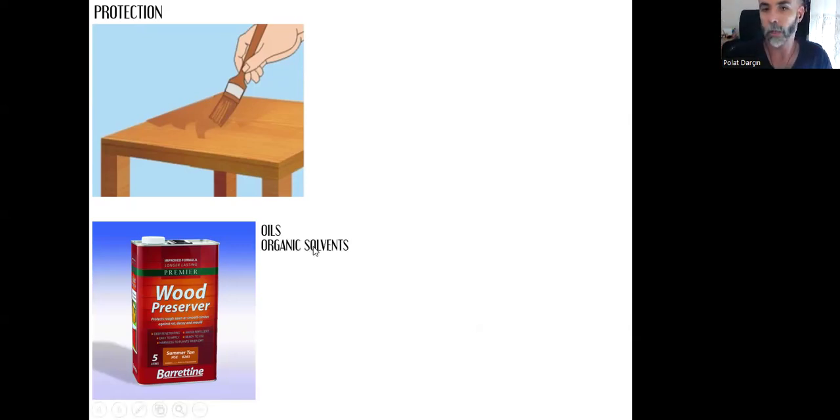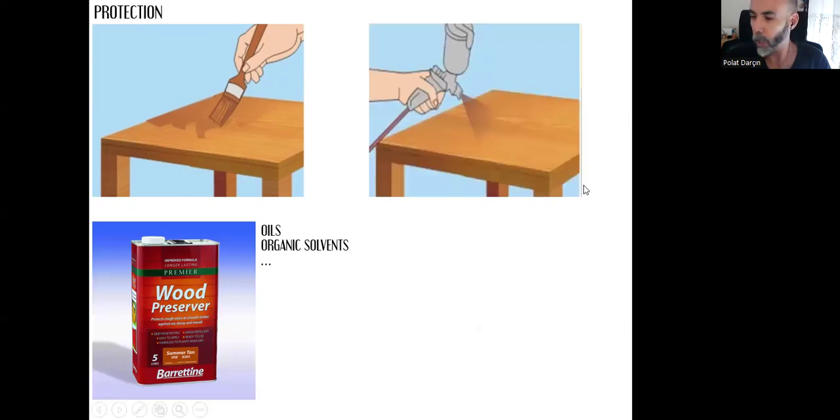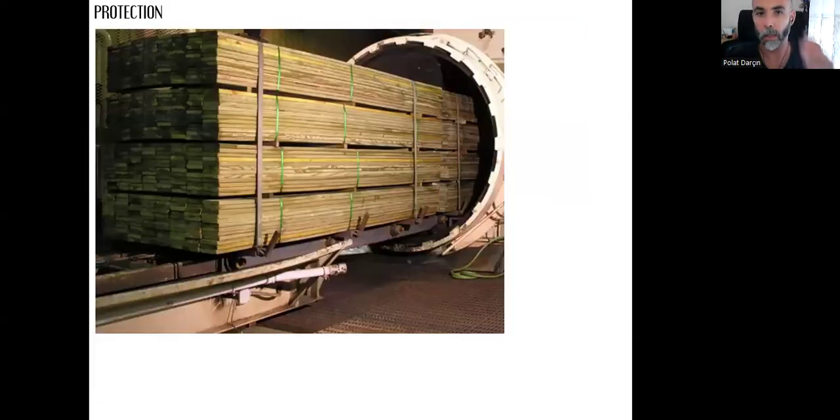They are essentially chemical substances, or they can be organic solvents. Or instead of using a brush, we can spray it on the surface of the wood. That means that the moisture exchange, or humidity exchange, or water exchange between the outside environment and the pipes of the timber structure will stop there. And the other method is this.